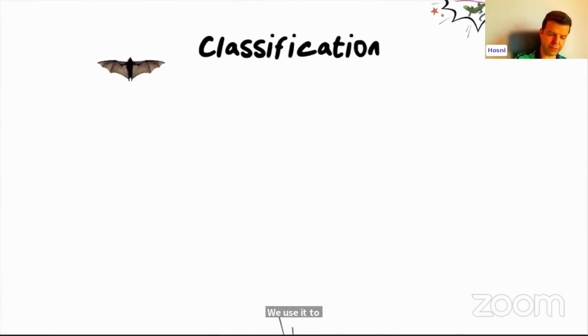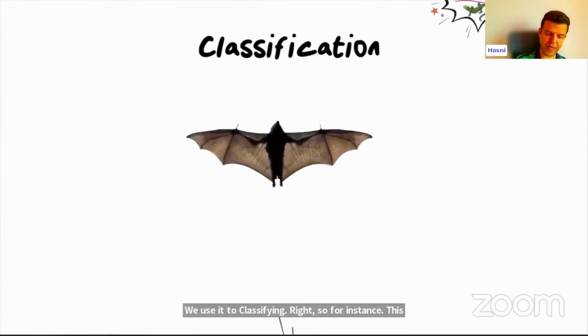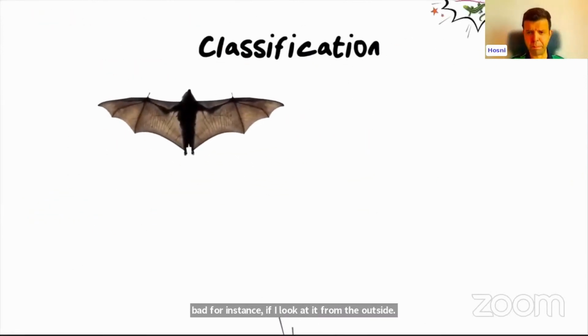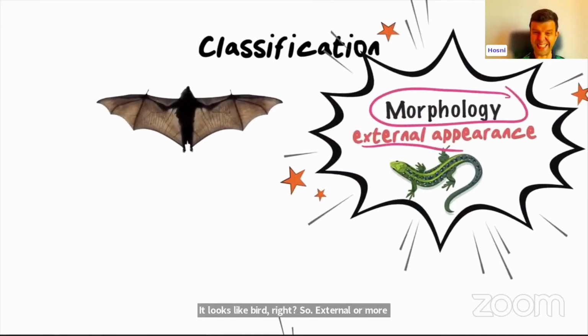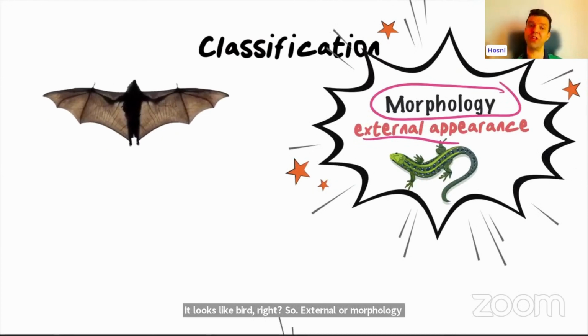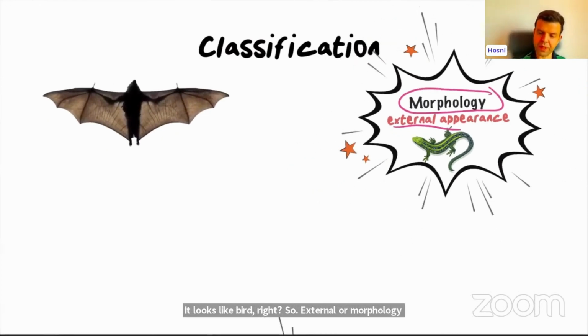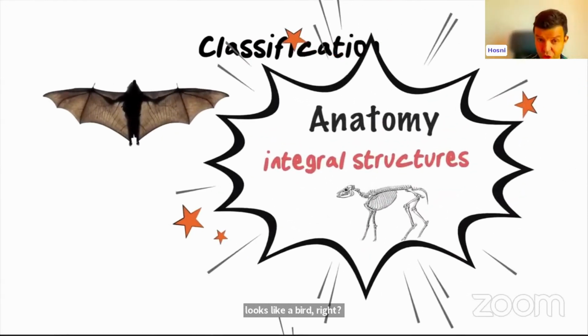So for instance, this bat, if I look at it from the outside, it looks like a bird, right? So external appearance, or morphology, alone is not good enough, because from the outside it looks like a bird, right? But if I look at its internal structures, its anatomy, then that would help me to determine that bats are not birds, bats are mammals.